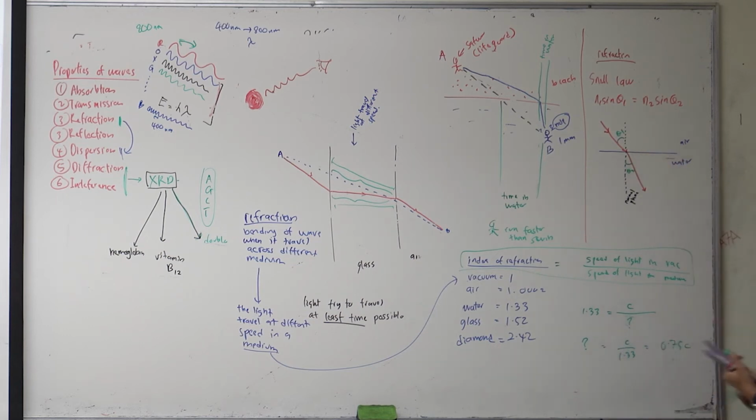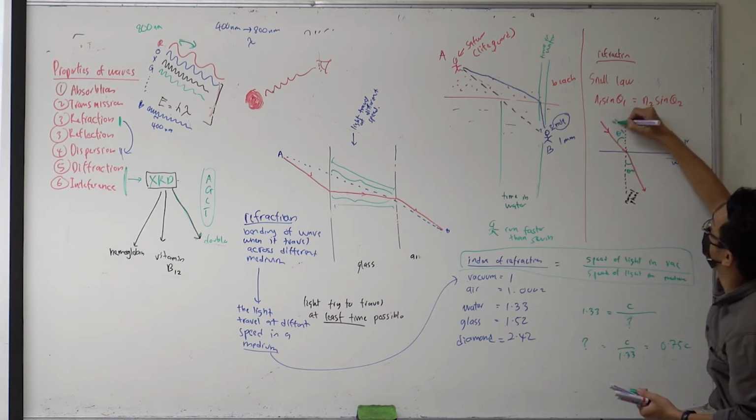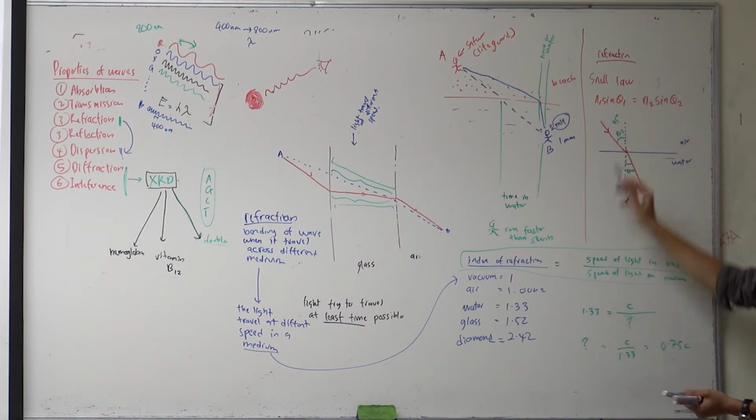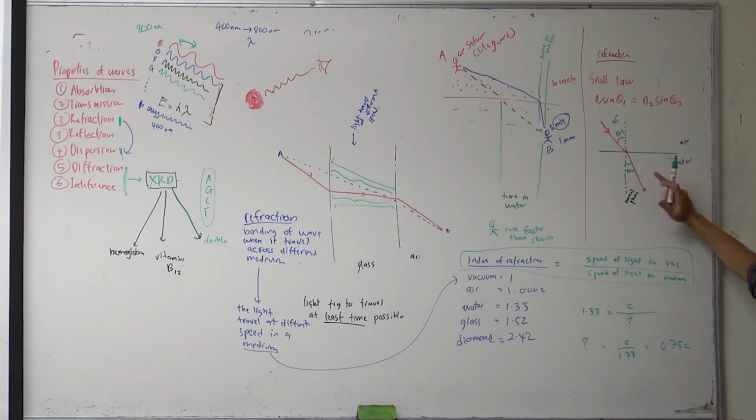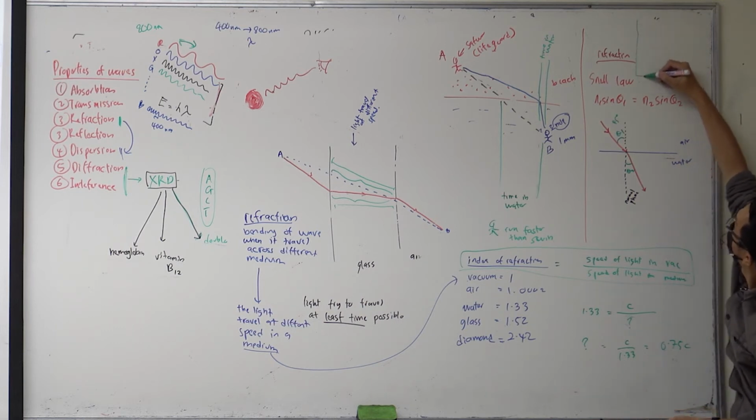So using this law, you can get how much it is bent. Let's say theta 1 is 45 degrees. Let's say you shine the light at 45 degrees. What is the amount of the bending here? Anyone? What is the bend there?